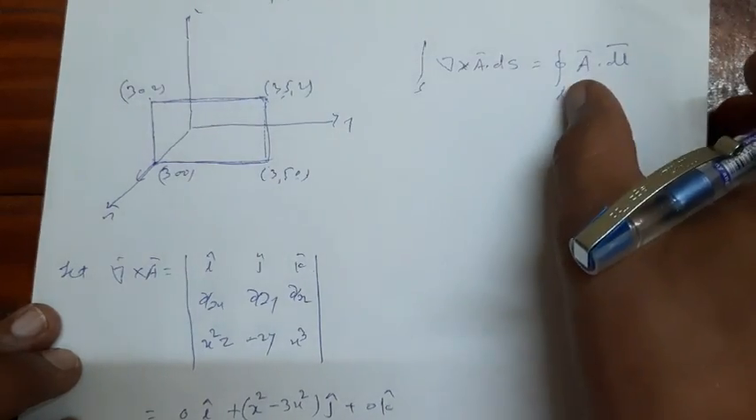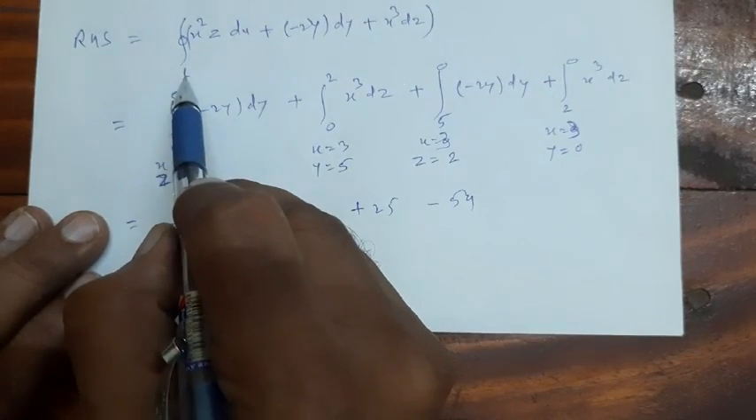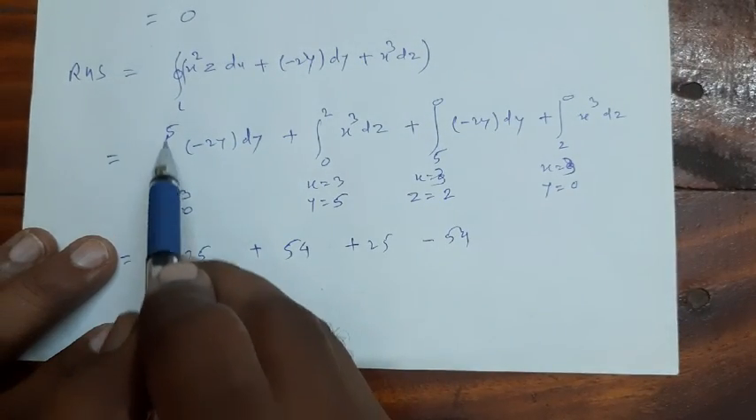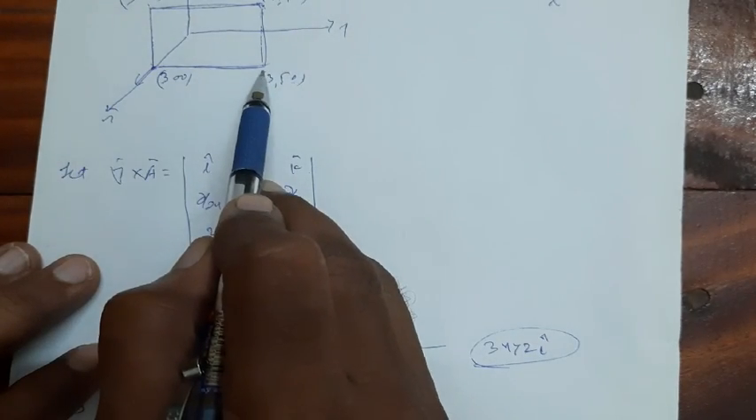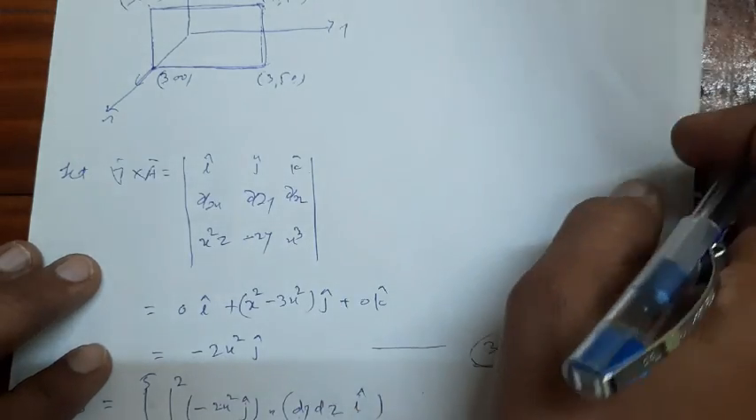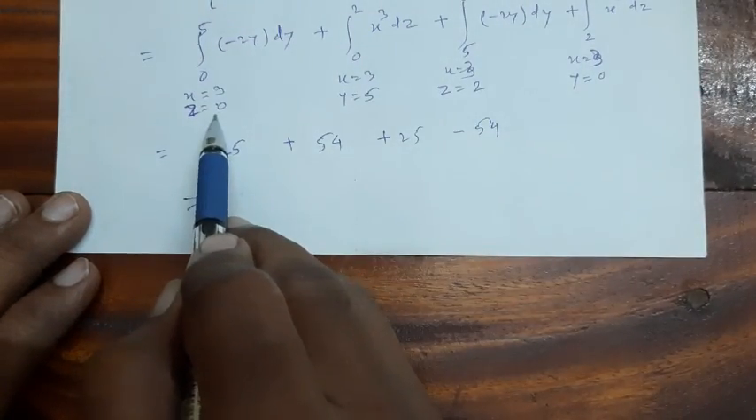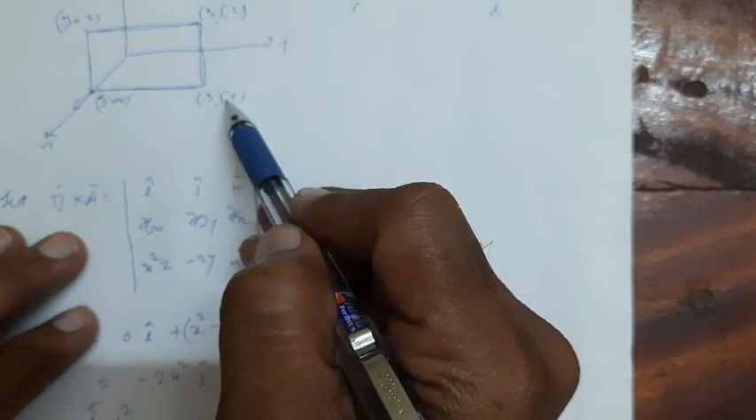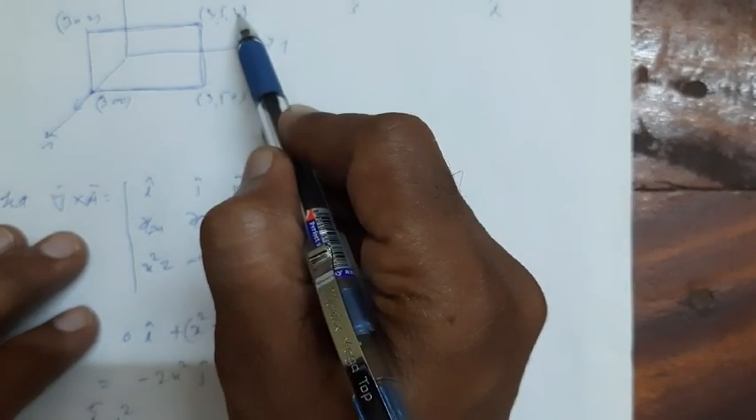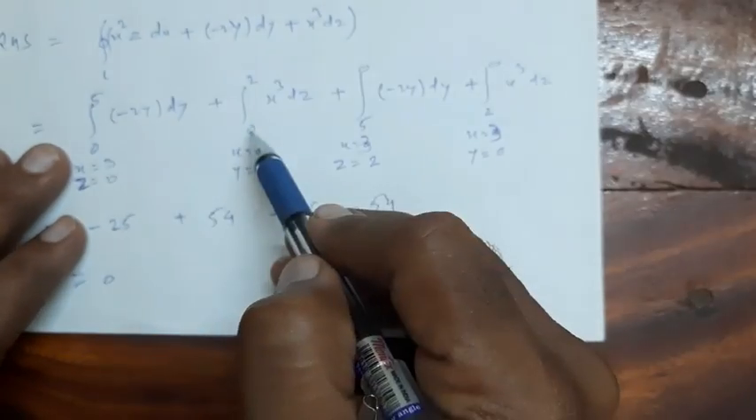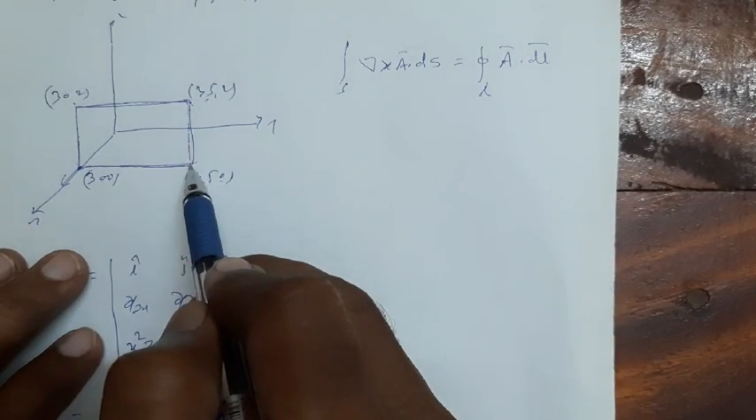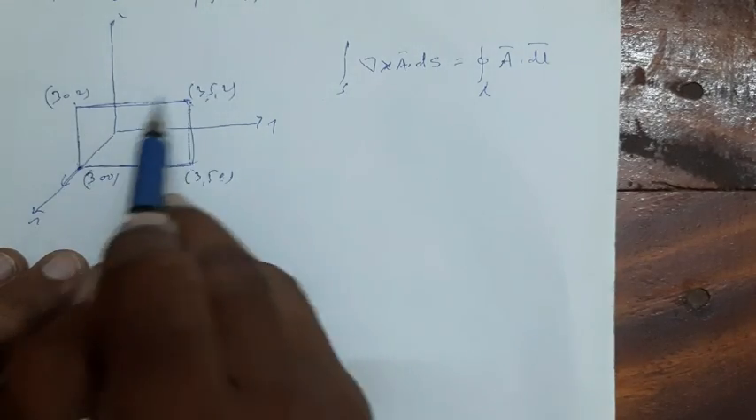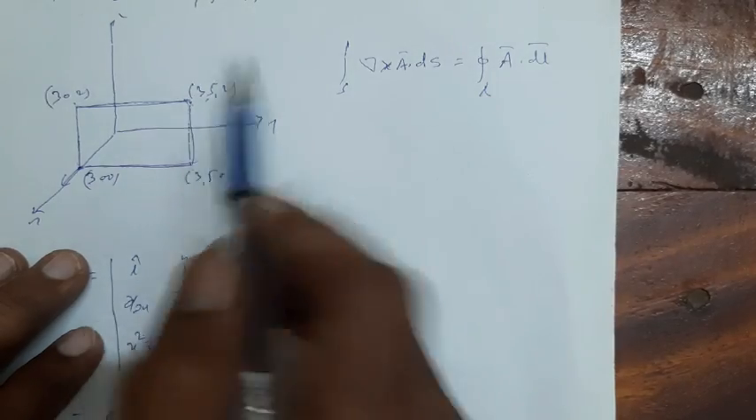And therefore, the total line integral, I have split it into 4 parts. First from 0 to 5 along y-axis, and for that x is equal to 3, z is equal to 0. Then from 0 to 2 along z-axis, and for that x is equal to 3, y is equal to 5. This is for the entire plane, x is equal to 3. Only y remains constant for the vertical line.